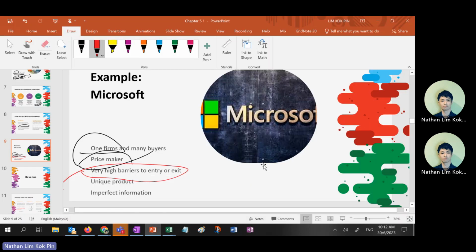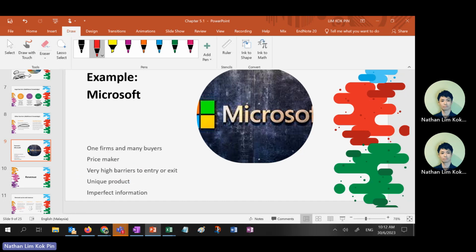They also have a lot of patents and copyright. They have this C on all their software, right? Copyrighted. Unique product. Is Microsoft Office unique? What do you think? Is it unique? Yeah, they are very unique, right? Only their Office software can do so many spreadsheet calculations, and can do PowerPoint. PowerPoint is maybe no longer a monopoly.